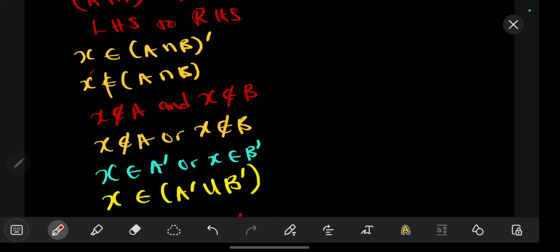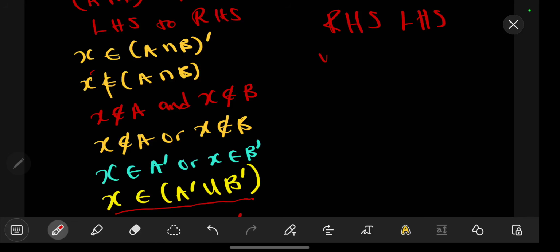So now, taking the other side, which is from the right hand side to the left hand side, we are going to be using our Y. Now, we are not going to waste time. We are just going to copy exactly what we have written. Now we are just going to write it backwards. So you have to prove both sides.